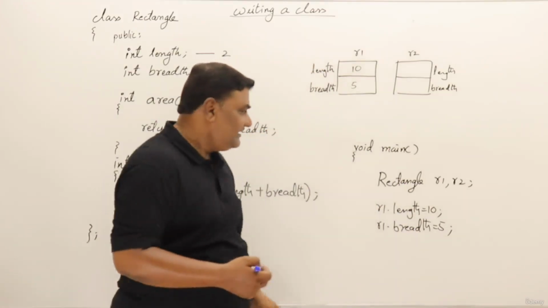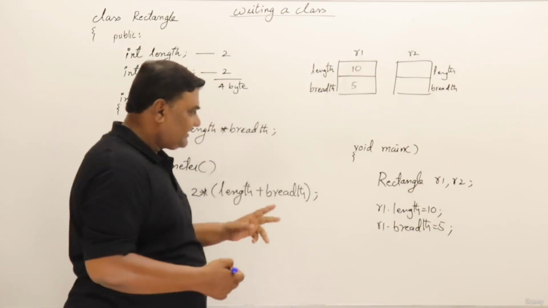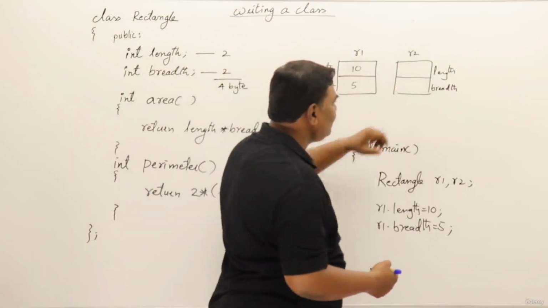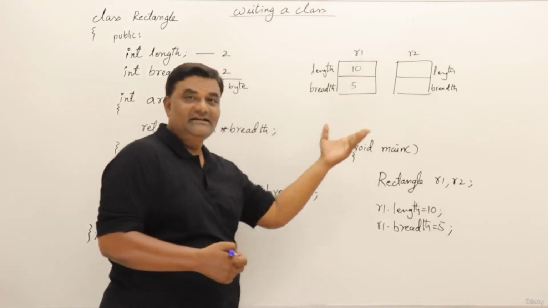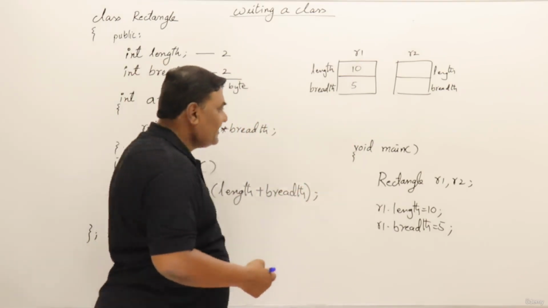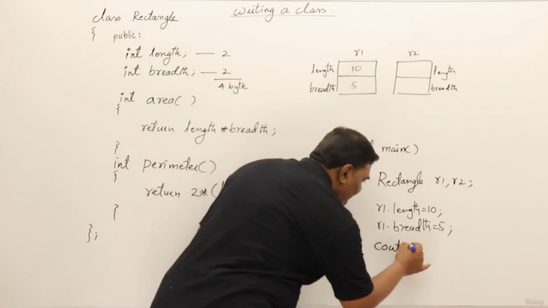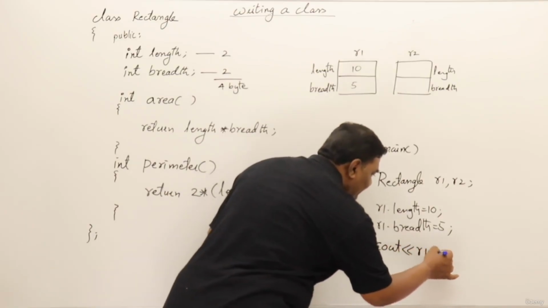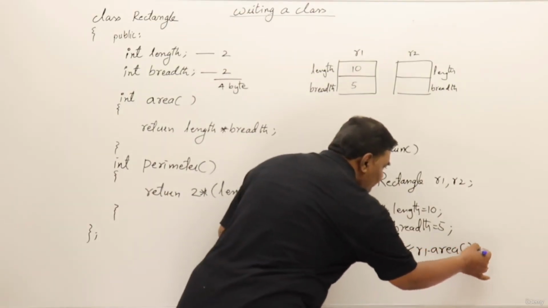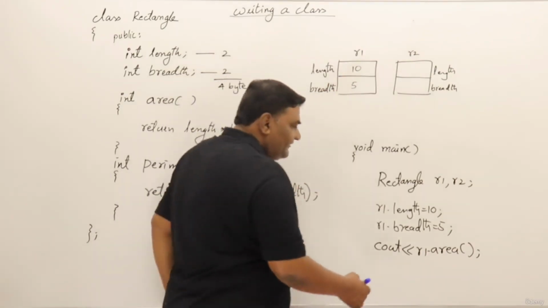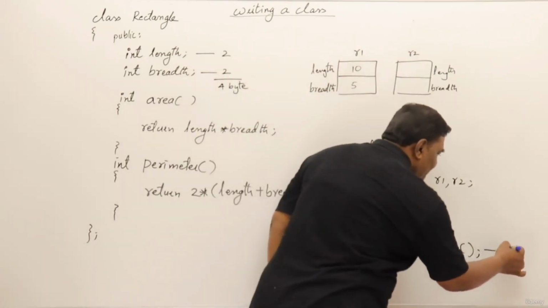So follow next. I can access length and breadth. Okay, this length is 10 and this breadth is 5. Same way I can do it for R2 also. Its length and breadth I can set. Now I want to know the area. Cout R1 dot area. So whose area will be calculated? R1's area, that is 10 into 5, 50 will appear on the screen.